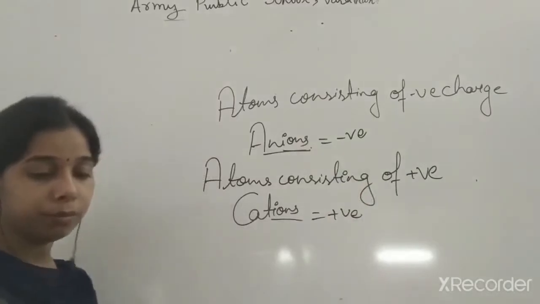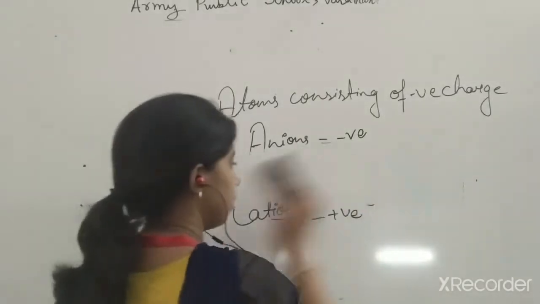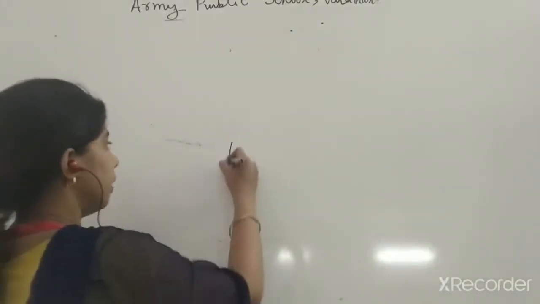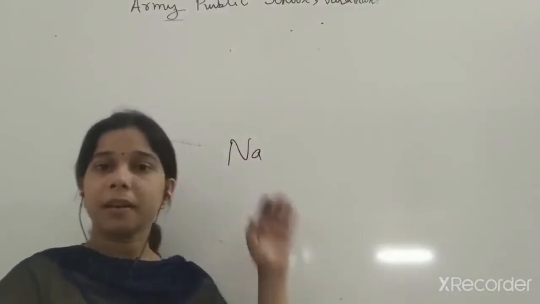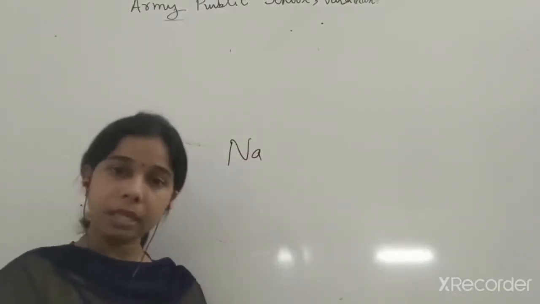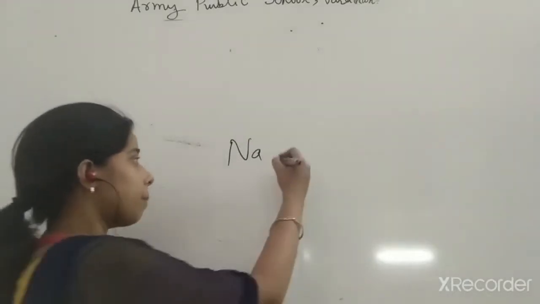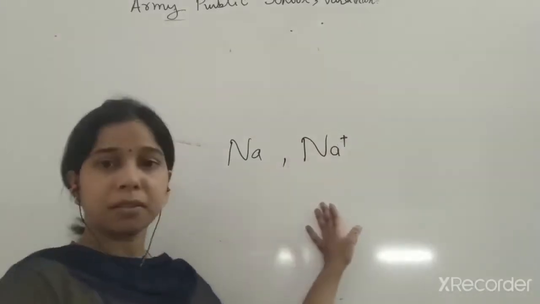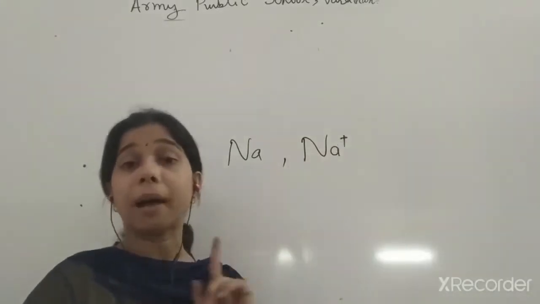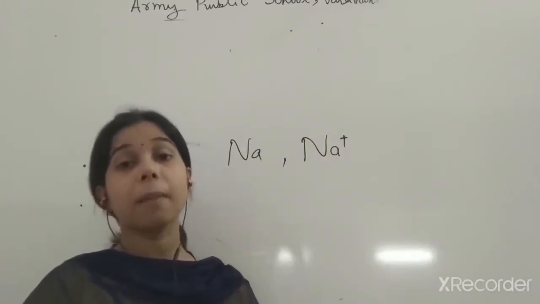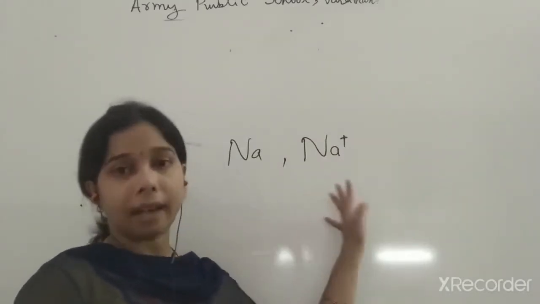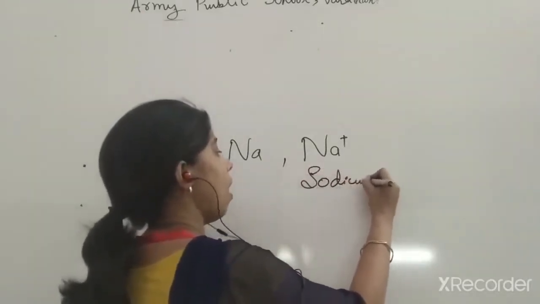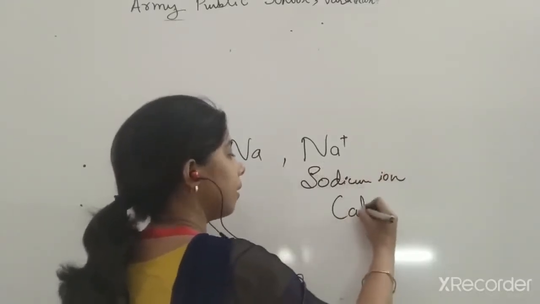Now let me explain with an example. You have seen this many times. This you will say is a sodium atom. Okay, this is a sodium atom. Now, if suppose I make it Na positive, what is this? Then you will say that this is not a sodium atom, but it is a sodium ion, or cation. Okay, so we will write here sodium ion or cation.